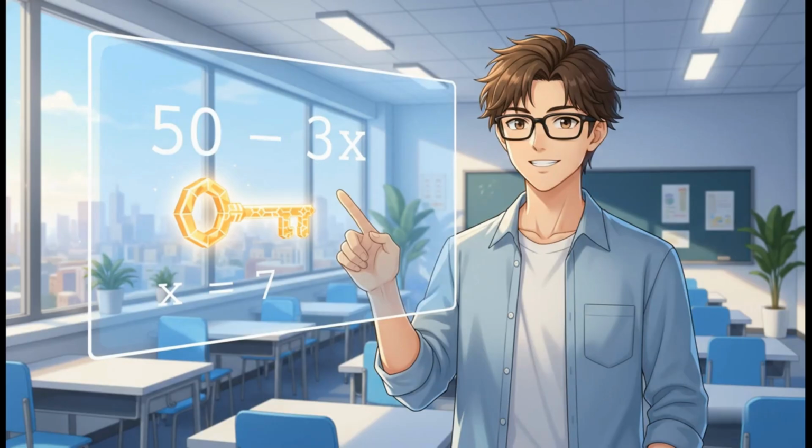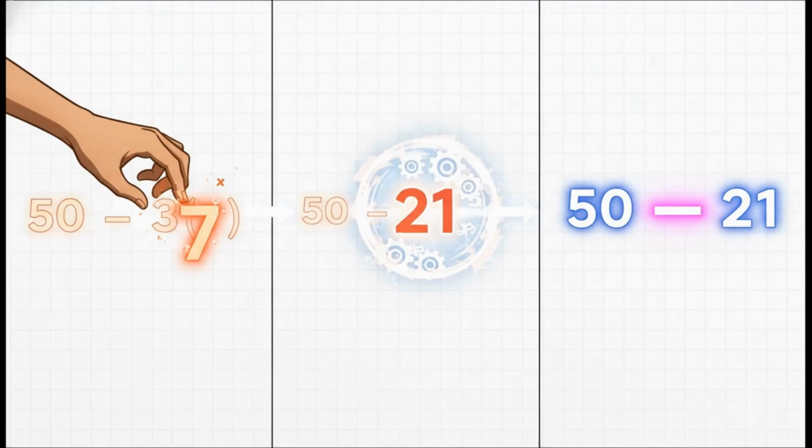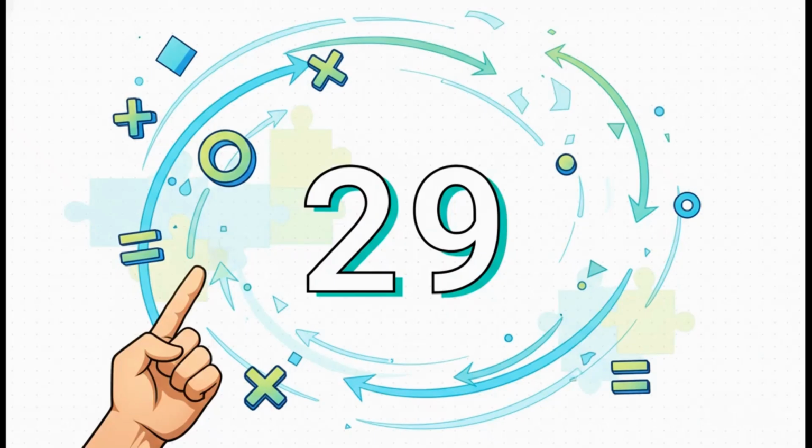Let's evaluate 50 minus 3x, and we're told that x is equal to 7. All right, let's just walk through our rulebook. Step 1, substitute. We're going to replace that x with a 7, so we get 50 minus 3 times 7. Now what's next? Our rules say multiplication comes way before subtraction, so we have to do 3 times 7 first. That's 21. And now the problem is just 50 minus 21. Super simple. Which gives us 29.